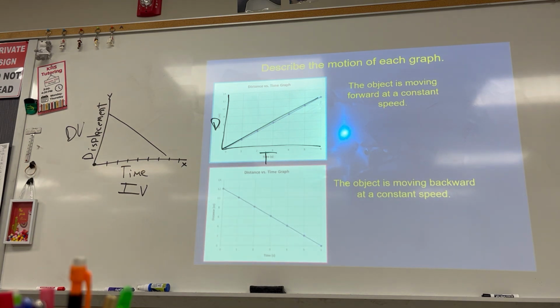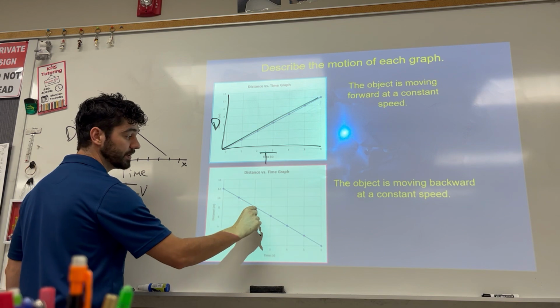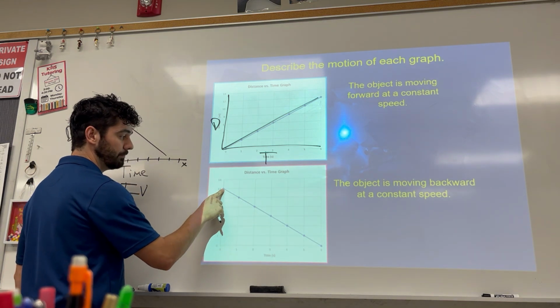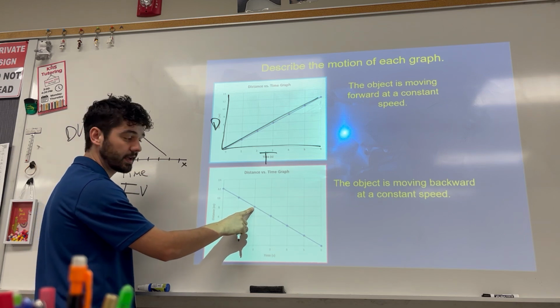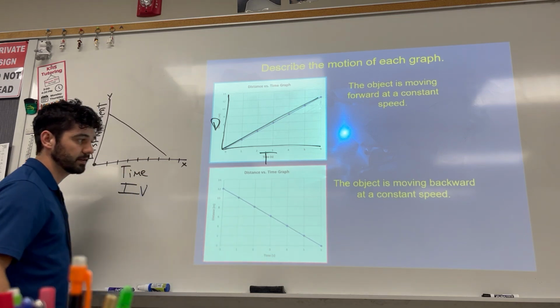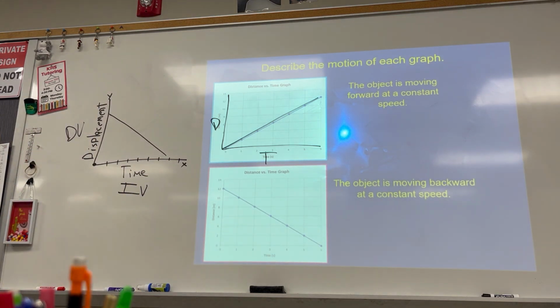But it's still a straight line because I'm covering the same amount of distance every second. So I went backwards 2 meters in the second, then I went backwards 2 more meters, then I came back 2 more meters. Constant speed, just a different direction.